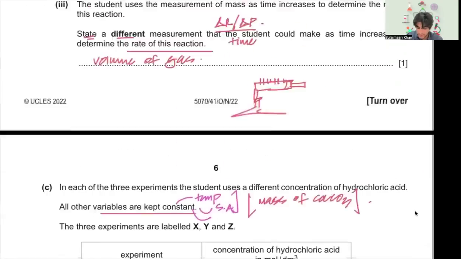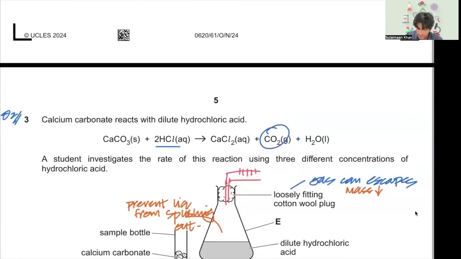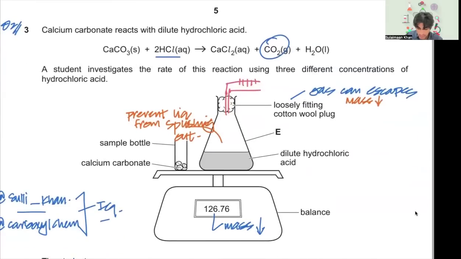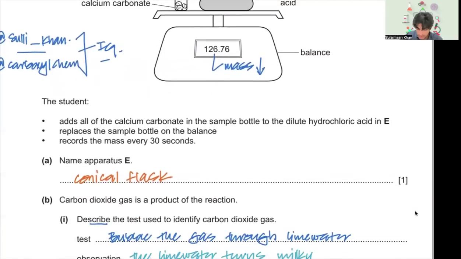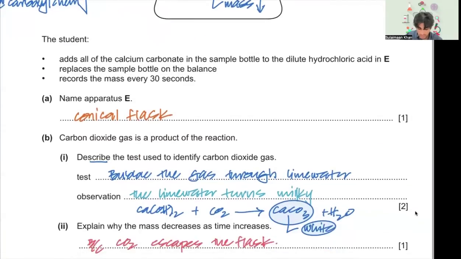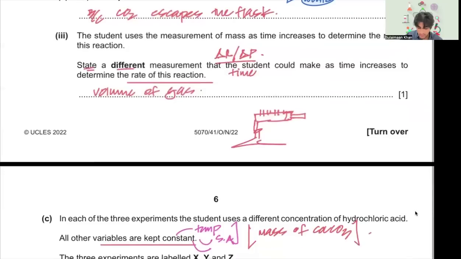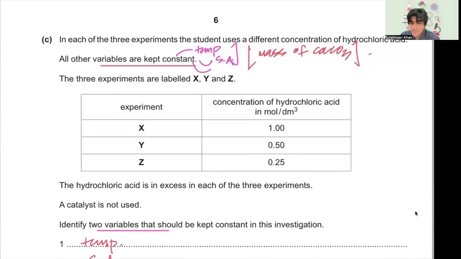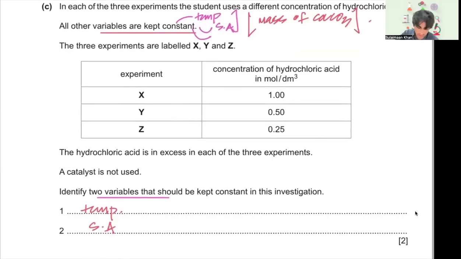Oh, the volume is in excess already. Okay, I'm sorry. If the volume is in excess, then it's fine. Where is it written? It's not written. Okay, here it doesn't make a difference because the hydrochloric acid is in excess. So fine, if it's in excess, it's for all three experiments. My bad. So it's these three only. These should be kept constant.